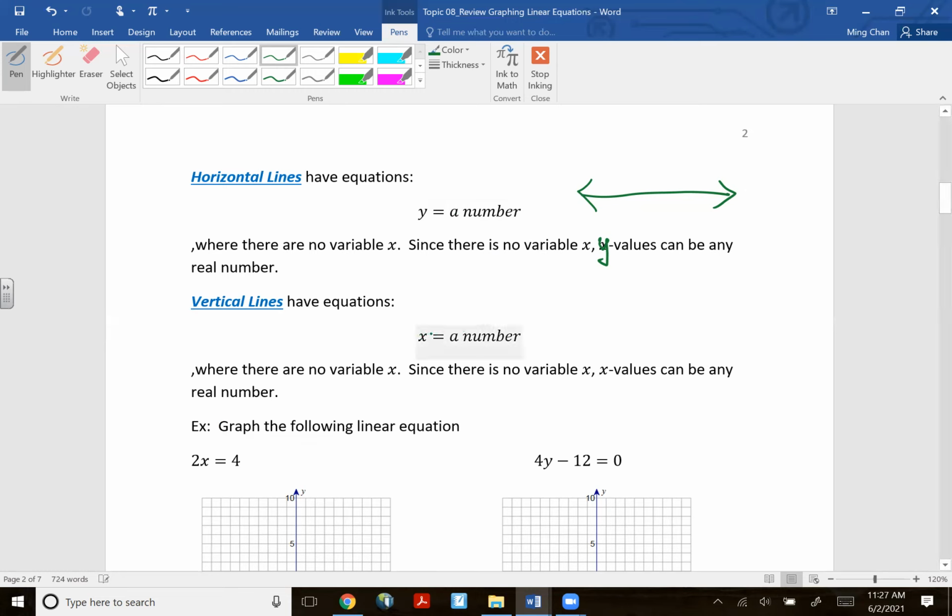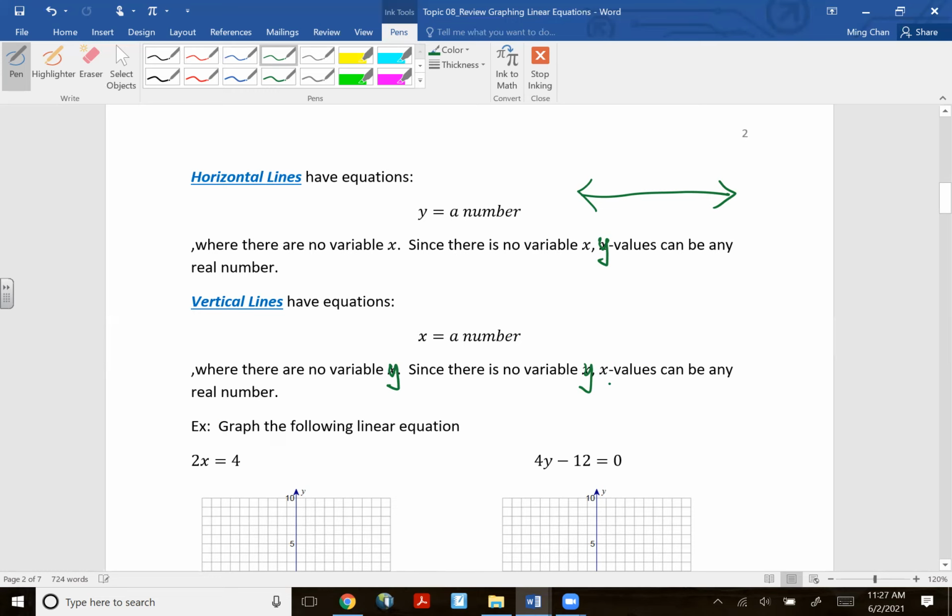Vertical lines have an equation that says x equal to a number. So there's going to be no variable y. So if there's no variable y, then all the x values can be whatever you want. Sorry, all the y values.